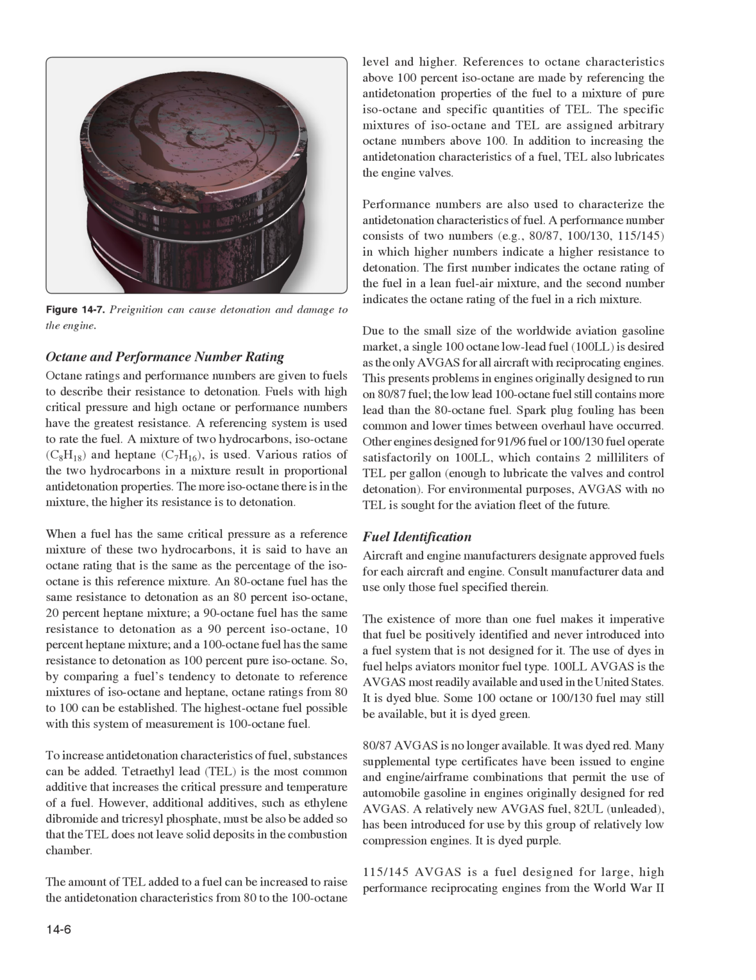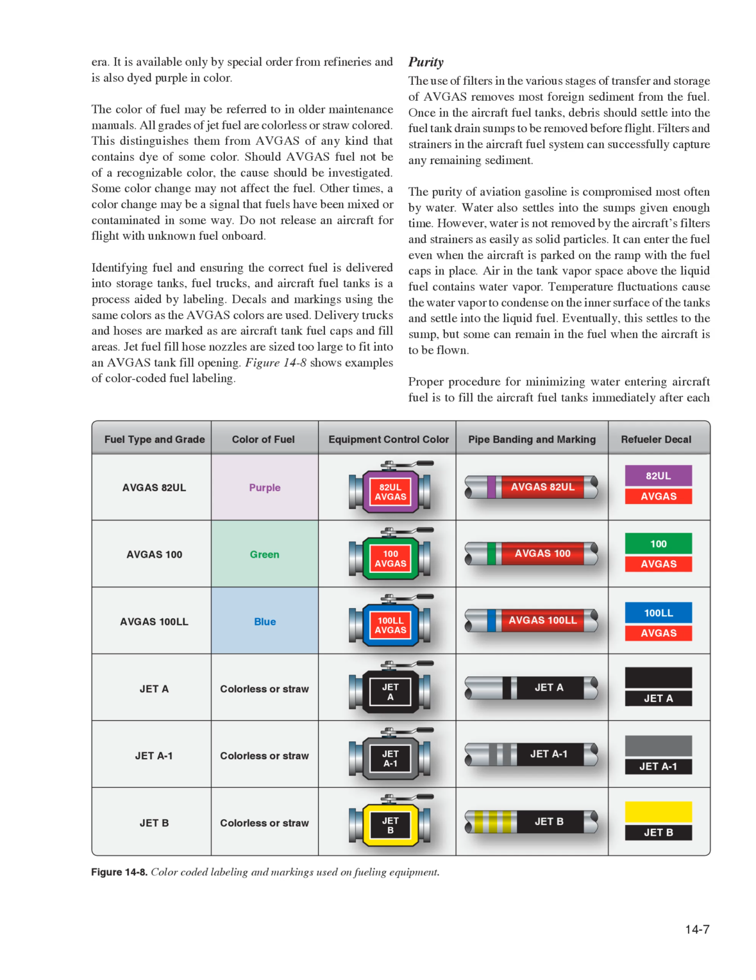It was dyed red. Many supplemental type certificates have been issued to engine and engine/airframe combinations that permit the use of automobile gasoline in engines originally designed for red avgas. A relatively new avgas fuel, 82-UL, unleaded, has been introduced for use by this group of relatively low compression engines. It is dyed purple. 115-145 avgas is a fuel designed for large, high-performance reciprocating engines from the World War II era. It is available only by special order from refineries and is also dyed purple in color. The color of fuel may be referred to in older maintenance manuals.